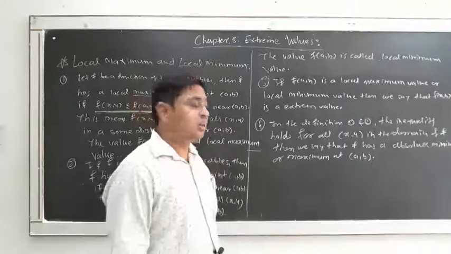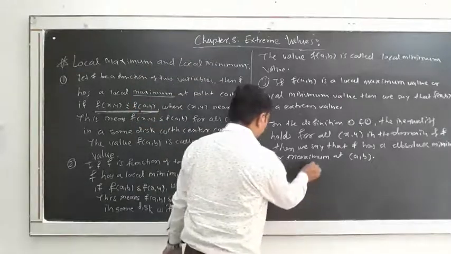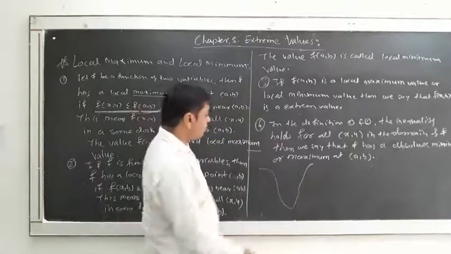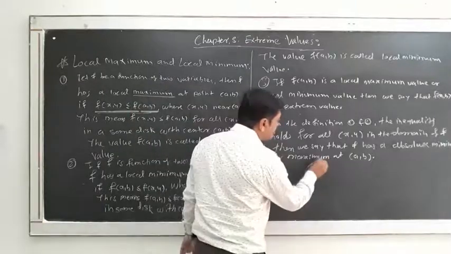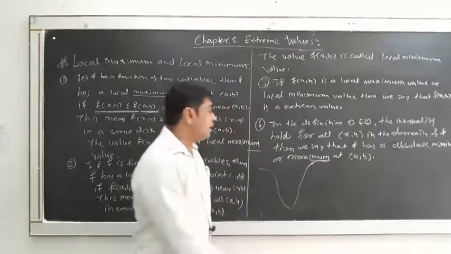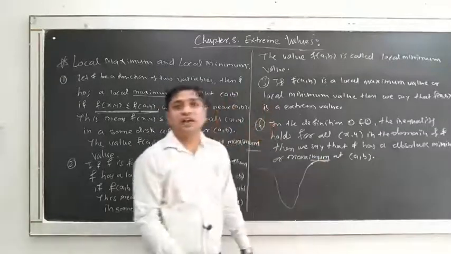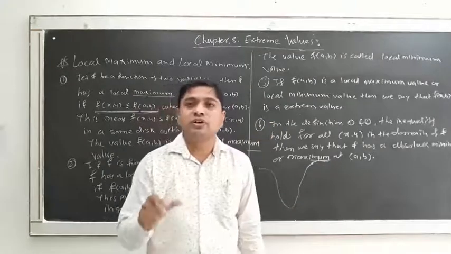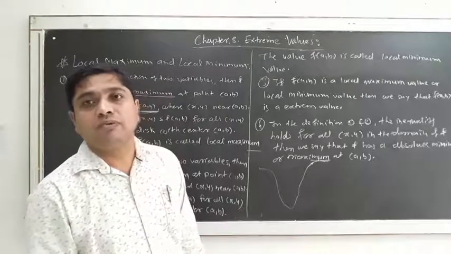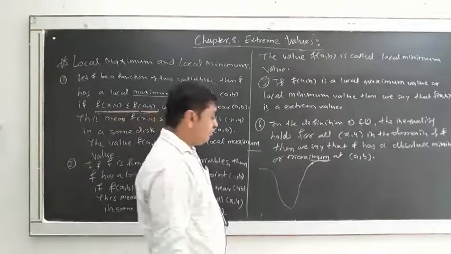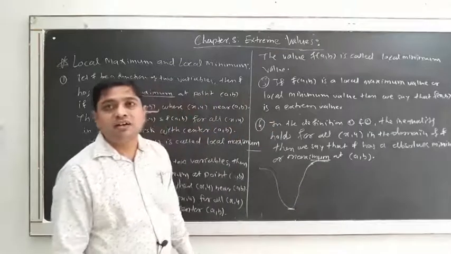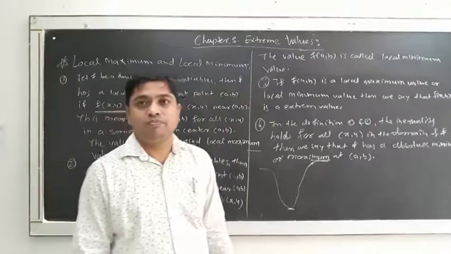Suppose we are taking a hilly region. This is the valley and the hilly region. Suppose this is the highest region of the hill. Then at this point the function has an absolute maximum value, and the bottom of the valley is the absolute minimum.